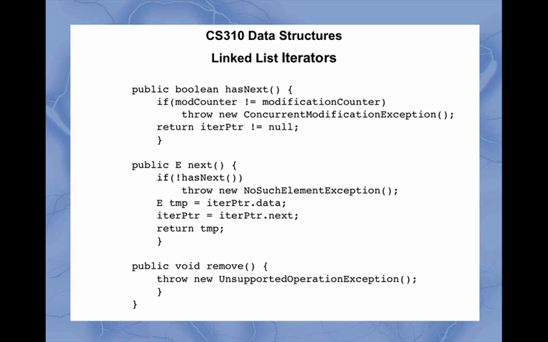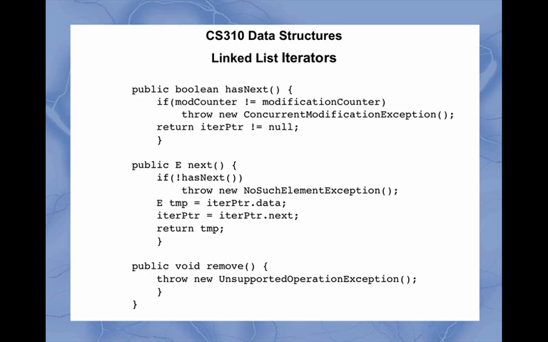Here's the rest of it. The hasNext method, notice our stopping condition. The iterator is finished when the iterator pointer becomes null. So as we sequence down the list starting at the head, when we get to the end, iterator pointer will become null, and that's the signal or marker that the end of the list has been reached, and so that will be the end of the iterator.